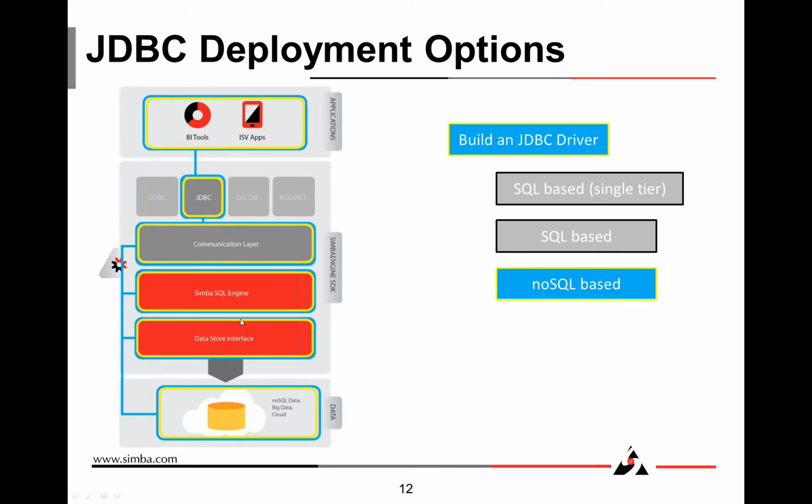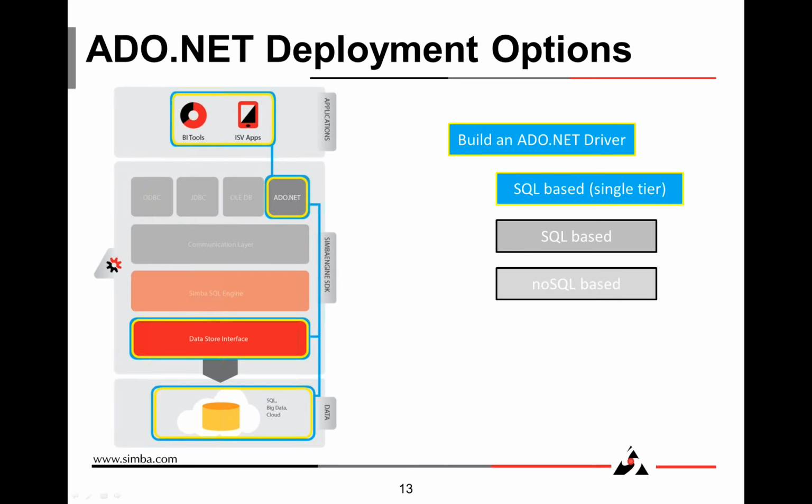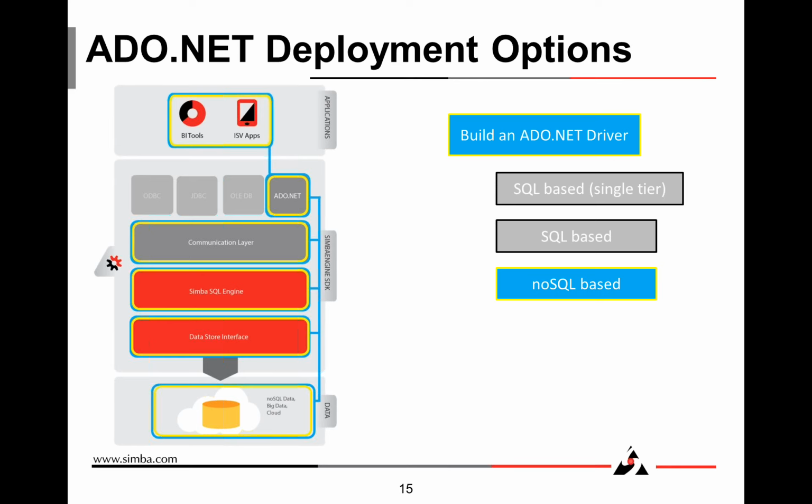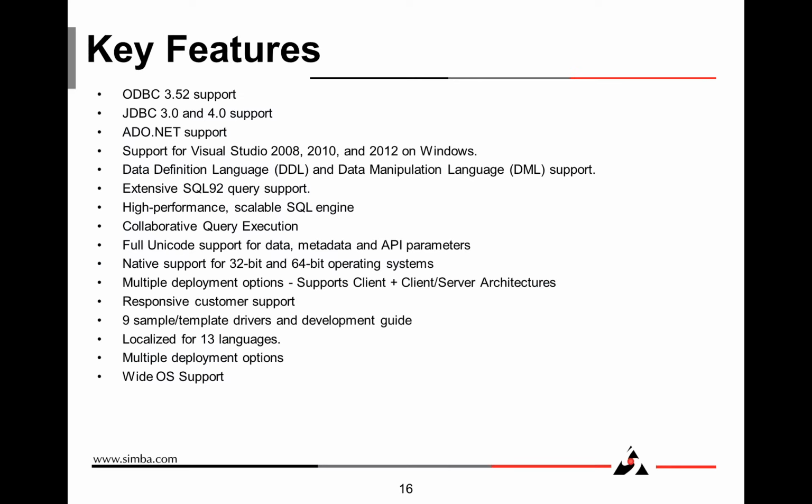Here is a non-SQL data store, so now you're going to invoke the Simba SQL engine. We will go client server, and we will deploy as a JDBC driver. And then the same thing with ADO.NET, and we'll go through those, and you can see how the different pieces are laid out. All right, so this is all very well laid out in the documentation, and it's very, very easy just to walk through it, and we will assist you through that process of making sure you've got your deployment options figured out.